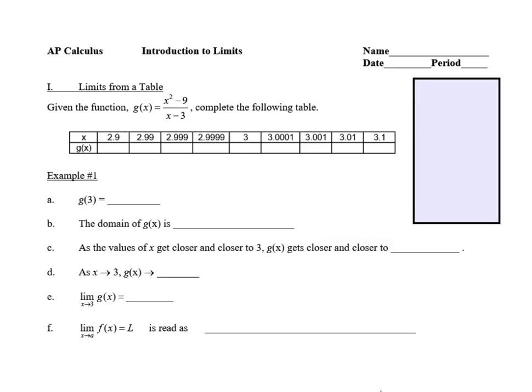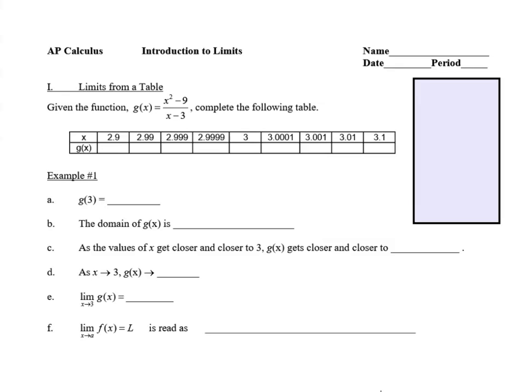So the first thing we'll do is take a look at the function g of x equals x squared minus 9 divided by x minus 3. This is a rational function, and we want you to complete the table of values. I went ahead and did this by using Desmos to figure out all of these values because I didn't want to sit here doing it with you online.